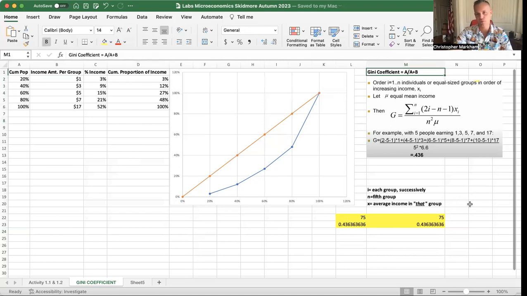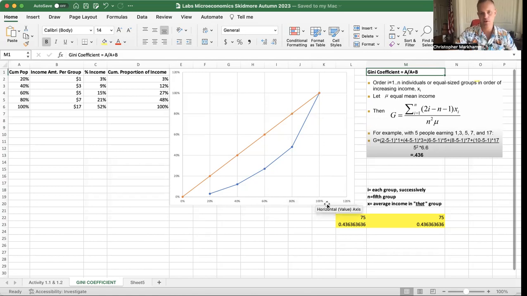Okay, so the Gini coefficient, right? Let's start with the basics. The Gini coefficient is, as you see in column M, row 1, A divided by A plus B. So what areas are we talking about in this graph? Well, okay, we have a y-axis here and we have an x-axis here. Now, typically speaking, when you look at a Gini coefficient, this y-axis is actually going to be labeled right here where the cursor is.